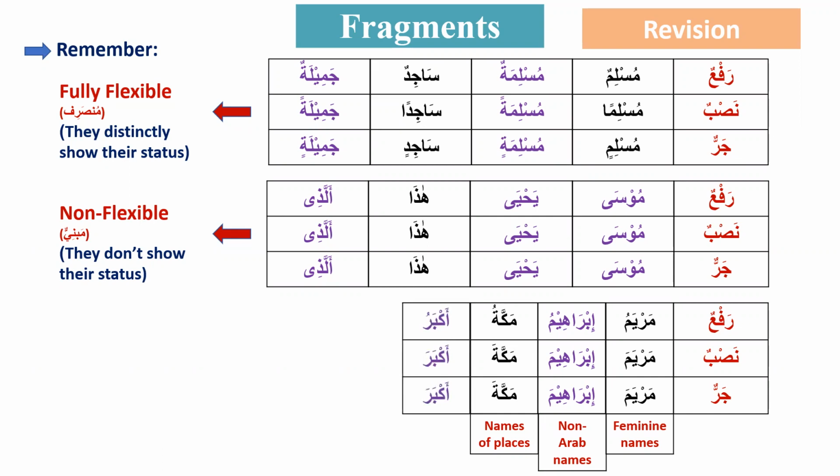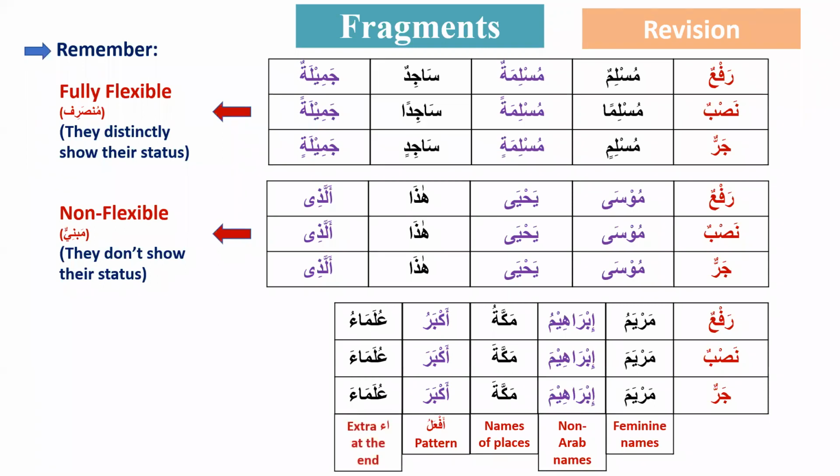Words like akbaru, ajmalu, ahsanu, asgharu, this af'alu pattern, are always light and they don't take kasra normally. Words like ulama'u, ghuraba'u have an extra alif mamduda, an alif with the hamza at the end. These words are called partly flexible because they are always light and they don't take kasra.